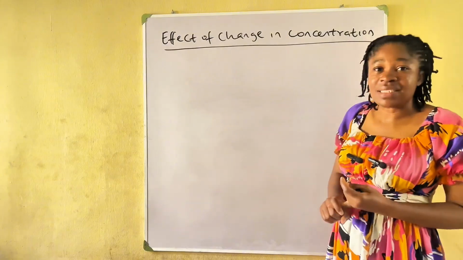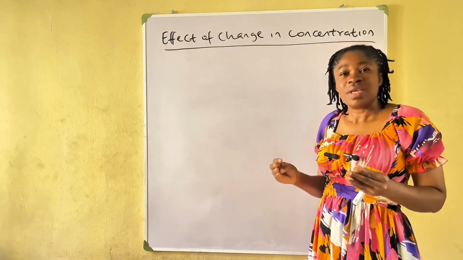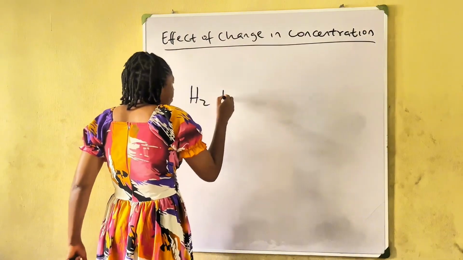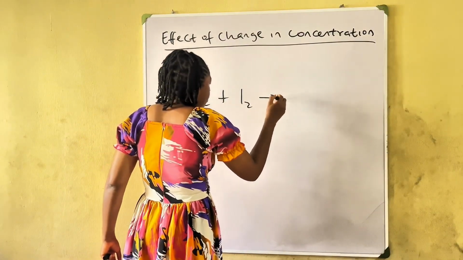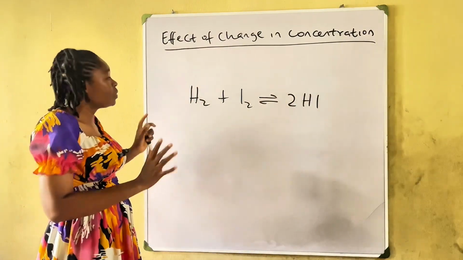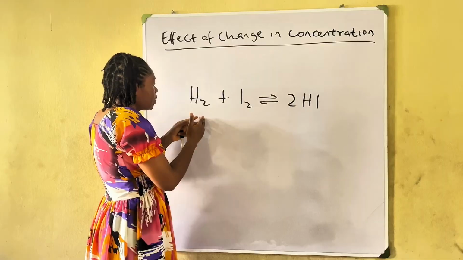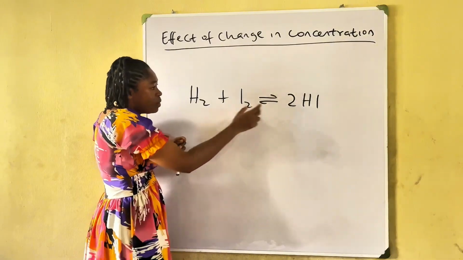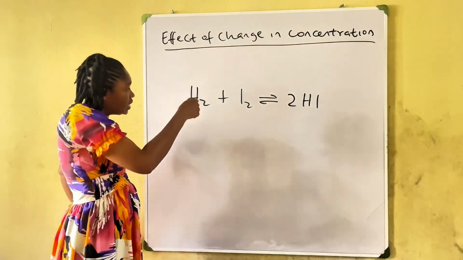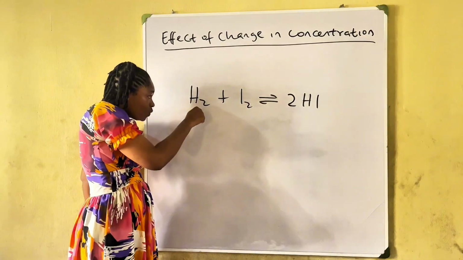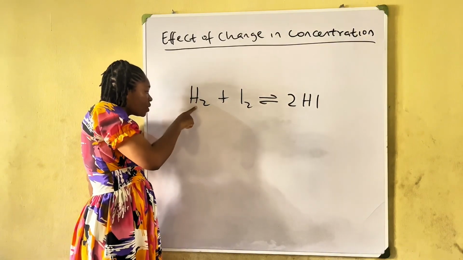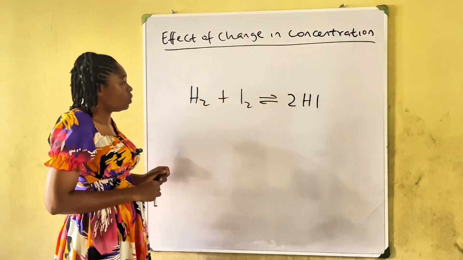The concentration of the reactant and that of the product is equal in an equilibrium mixture. So look at this reaction. At equilibrium, the concentration of hydrogen, the reactant, and the product are equal. So what happens if I offset this balance by introducing more reactant? By increasing the concentration of hydrogen gas, what happens?